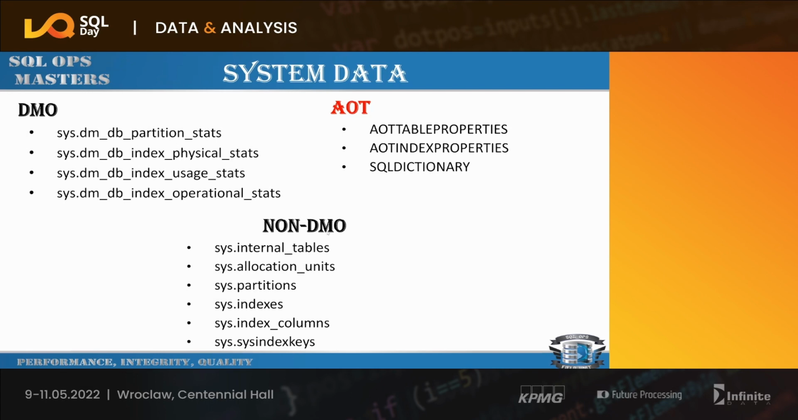All right, the DMOs, you can see them on the left-hand side. You have DB partition stats, index physical stats, index usage stats, index operational stats, right? And the non-DMOs, these are the catalog views: internal tables, allocation units, partitions, indexes, index columns, and then sysindexkeys. Now, just a little bit of chagrin over that last one because that is only there for backwards compatibility.